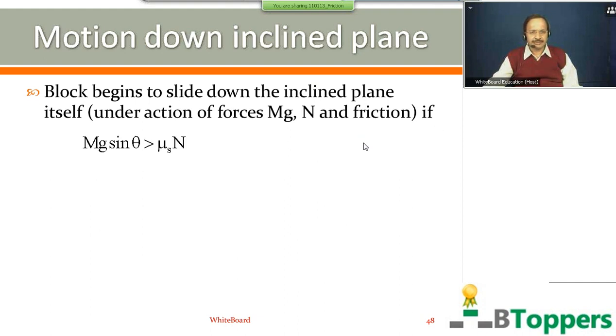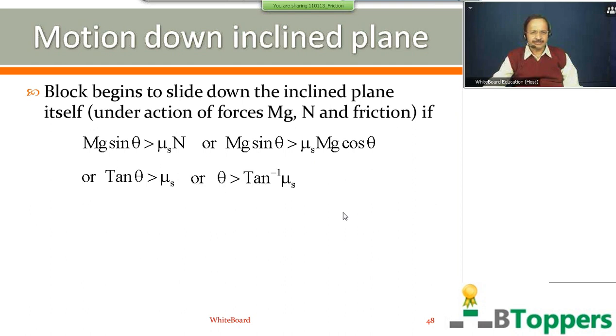If mg sin theta is more than limiting friction, mu s into N. Of course, N stands for normal reaction, as you know. Mu s is the coefficient of static friction between the block and inclined plane. Or mg sin theta is greater than, we can substitute N equal to mg cos theta on the right side. So mg sin theta is greater than mu s into mg cos theta. We take cos theta to the left side. Sin theta by cos theta we can write as tan theta. So tan theta is greater than mu s.